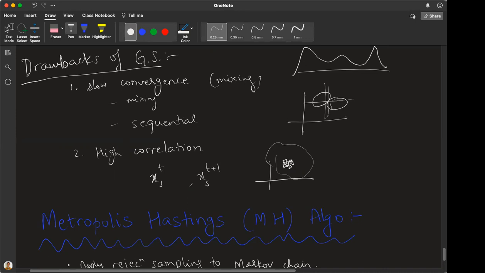Imagine that you have one molecule in a large room. It will take really long for this molecule to cover the entire room. It may take days. That is the problem with high correlation: to be able to cover this entire space, it may take a very long time.